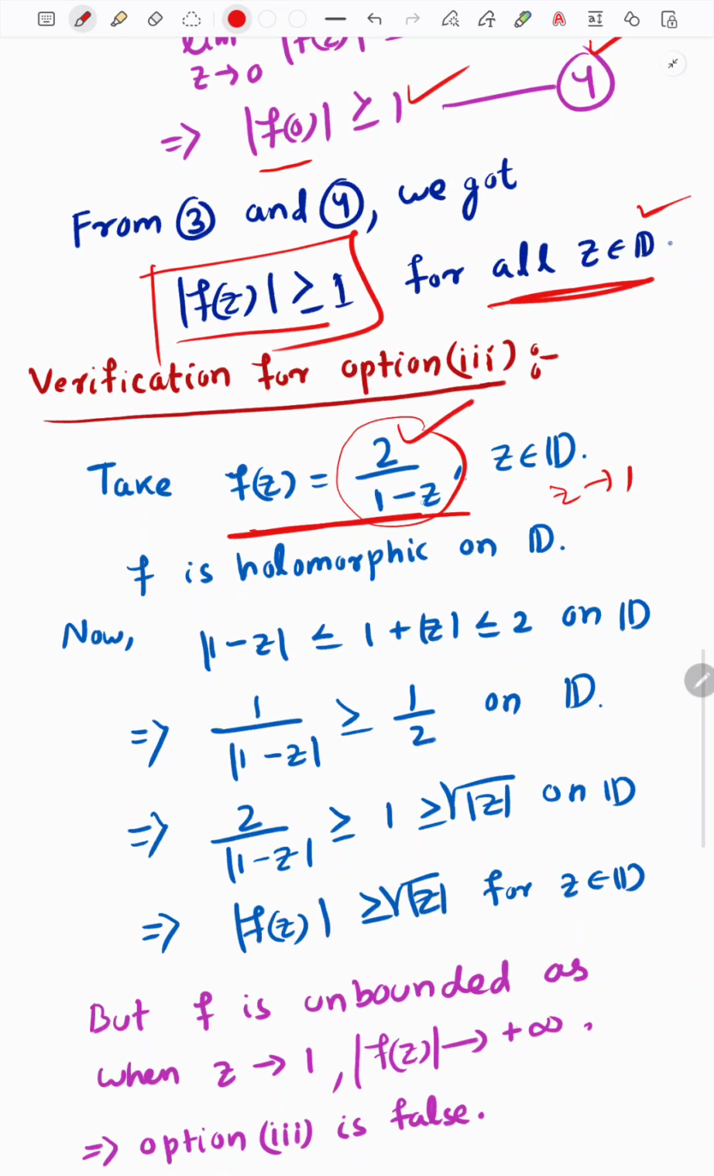Clearly 2 is analytic and 1 minus z is analytic, and 1 minus z does not equal 0 on D, because D contains all the points where modulus of z is strictly less than 1, so z is not equal to 1 on D. Therefore the numerator is analytic and the denominator is analytic, so f(z) is analytic on D. There is no problem with the analyticity.